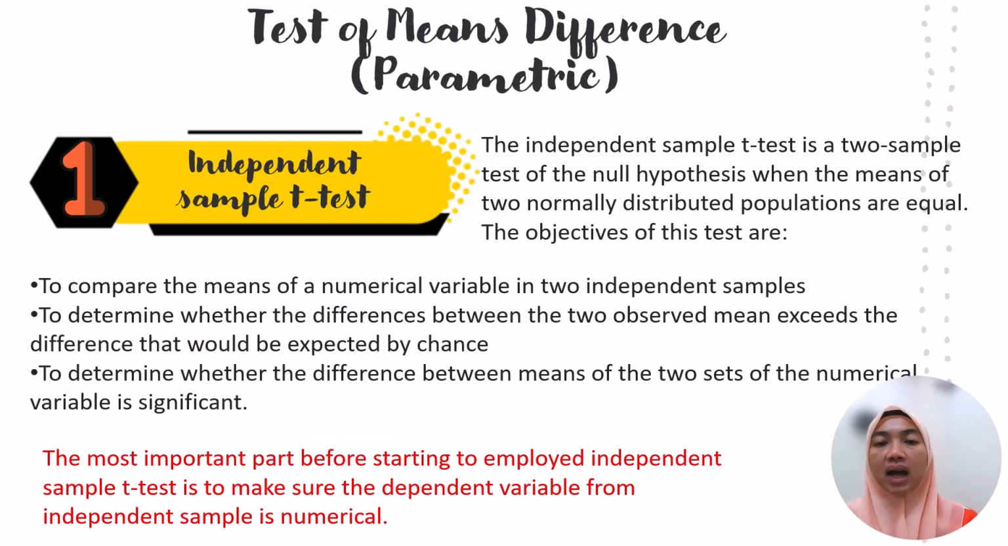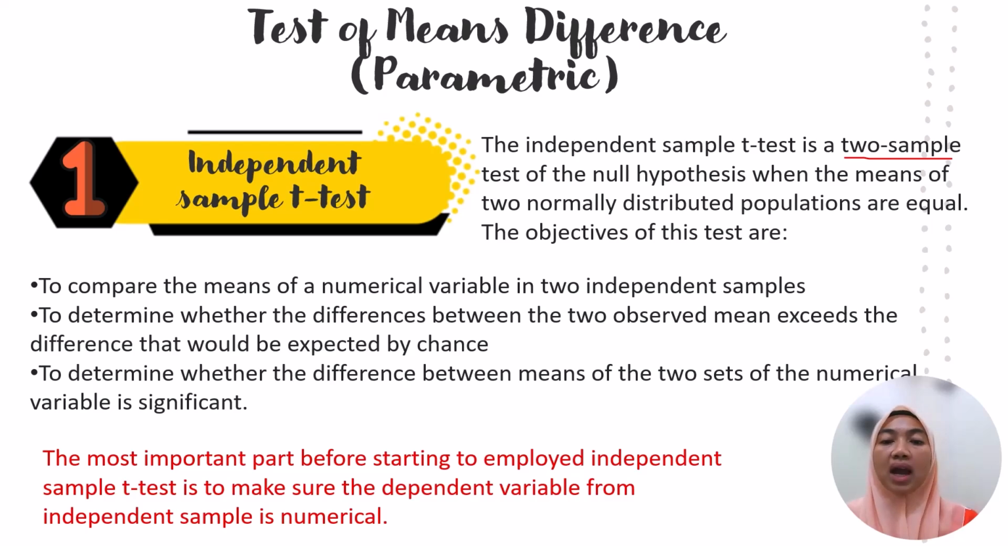In this part, I will discuss the test of mean difference for parametric groups. The first test is the independent sample t-test. So what is the independent sample t-test? It is a two-sample test of the null hypothesis that the means of two normally distributed populations are equal.